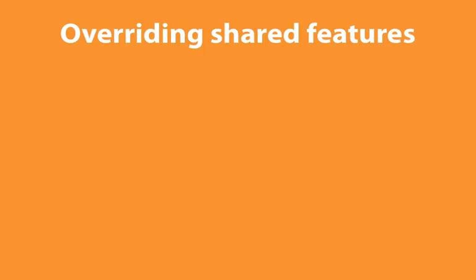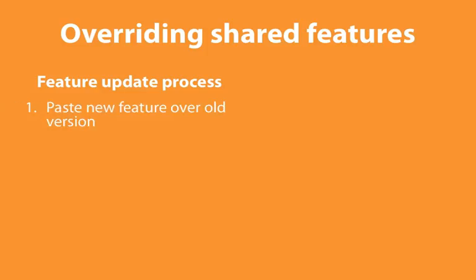So let's go ahead and review the typical process of updating a feature. So we have a feature module, and now we've made some changes to it, and we need to push that to every other place that uses that feature module. If we look at the process of updating that feature module, we'll be able to see what the problems are with it. So the typical update process is going to be very similar to updating another module. We're first going to paste in the new feature over the old version. So we're taking that module, the new module, pasting it over the old one.